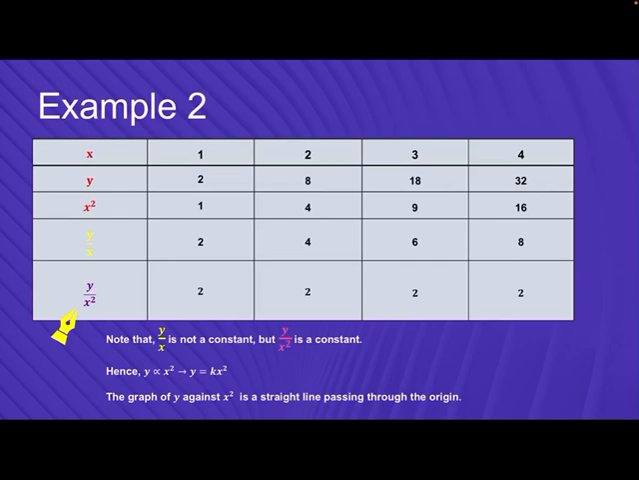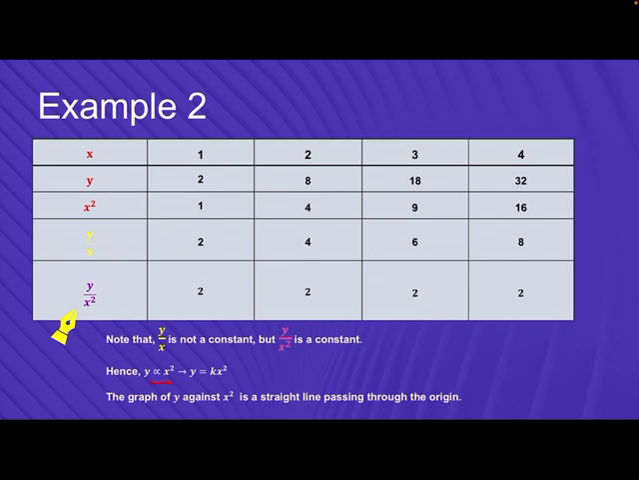It has now become y over x squared. The y over x squared is now a constant, not y over x. So this is how we write it: y varies directly as x squared, so y equals kx squared. The graph of y against x squared is a straight line passing through the origin.